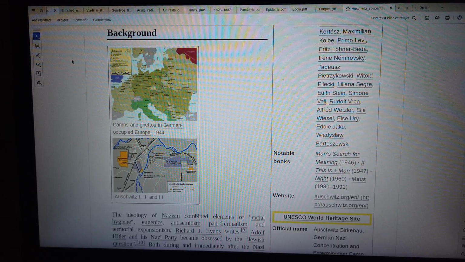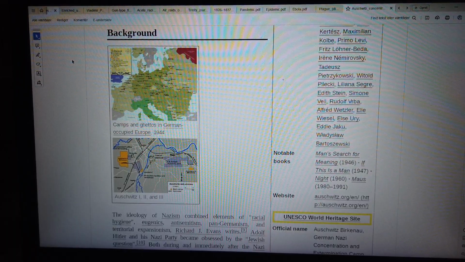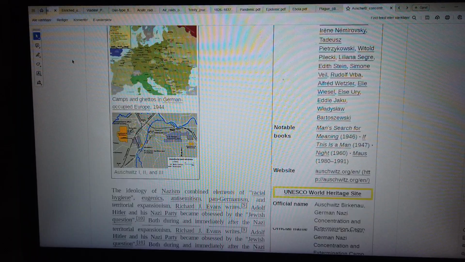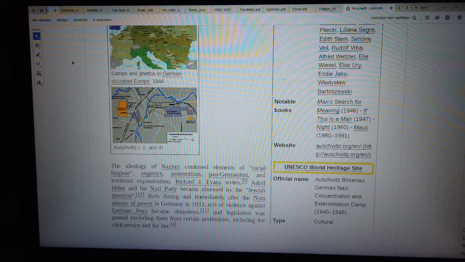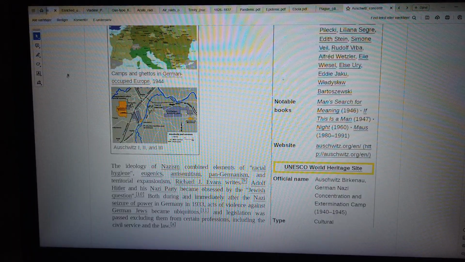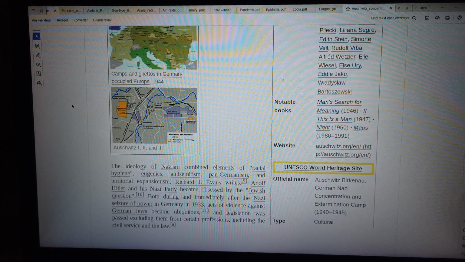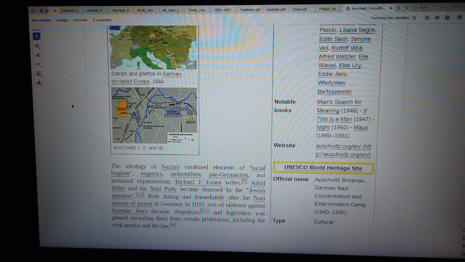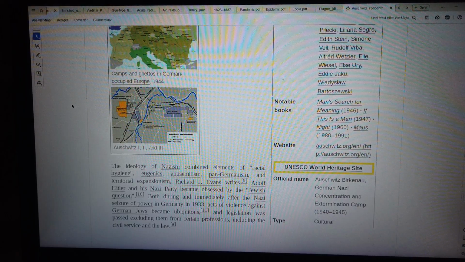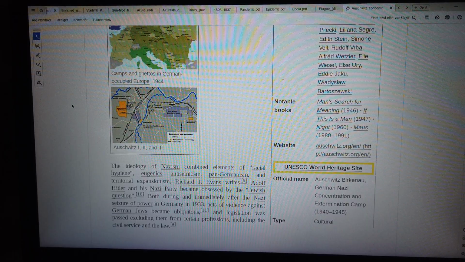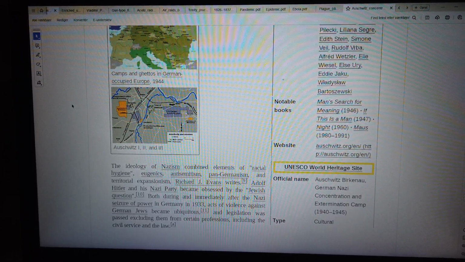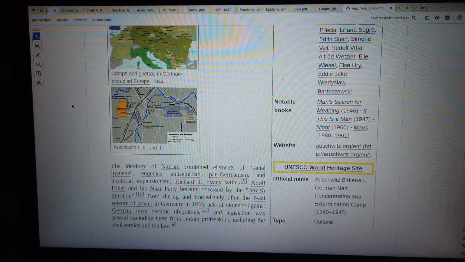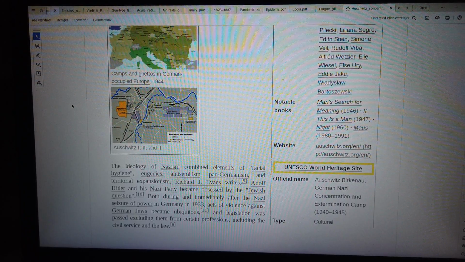1944 Auschwitz I, II, and III. The ideology of Nazism combined elements of racial hygiene, eugenics, antisemitism, pan-Germanism, and territorial expansionism. Richard J. Evans writes that Adolf Hitler and his Nazi party became obsessed by the Jewish question. Both during and immediately after the Nazi seizure of power in Germany in 1933, acts of violence against German Jews became ubiquitous, and legislation was passed excluding them from certain professions, including the civil service and the law.